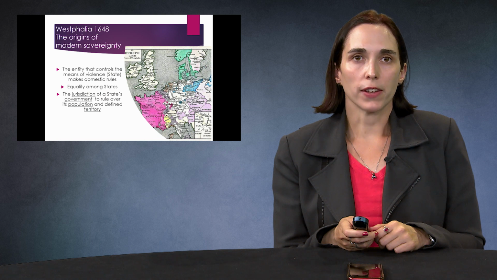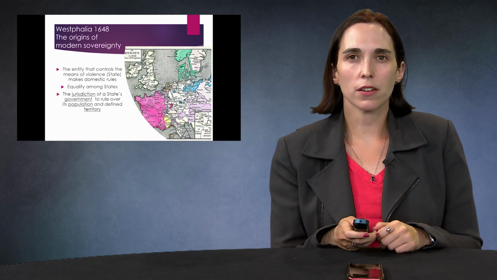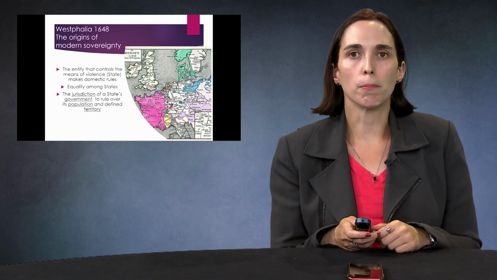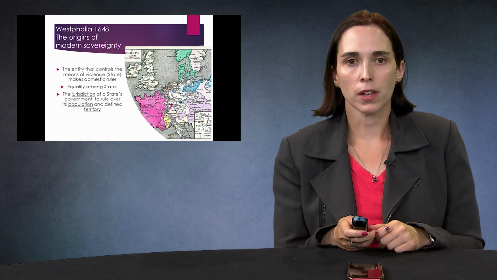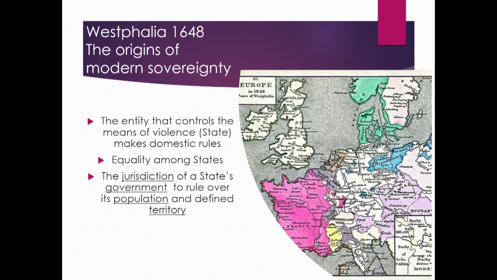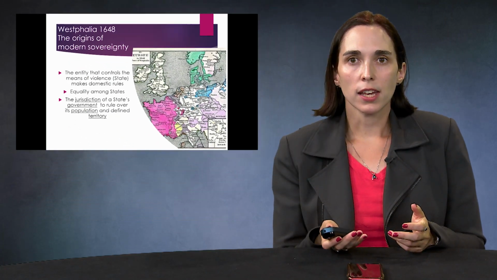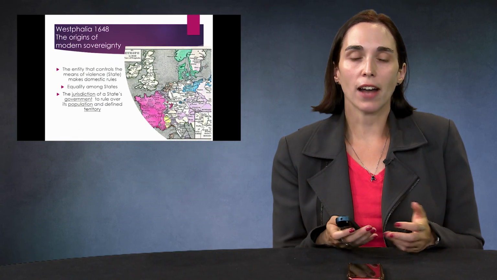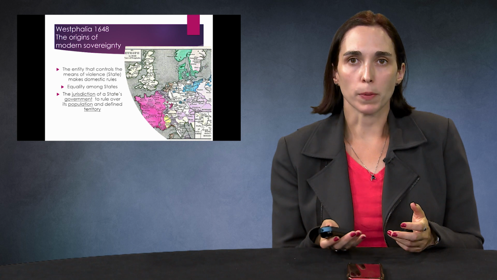So the Treaty of Westphalia in 1648 is what we think of as the origin of the modern concept of sovereignty. And so since the Treaty of Westphalia in 1648, we have had this concept of what a state is and how a state operates as a member of the international community. So there is equality among states, and what that means is certainly not that states have equal power, but that states have equal rights. So states have jurisdiction, and they have a government.